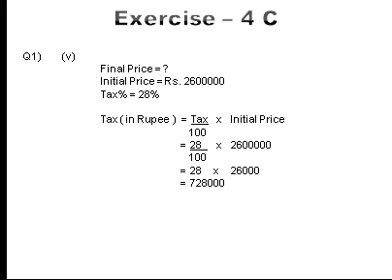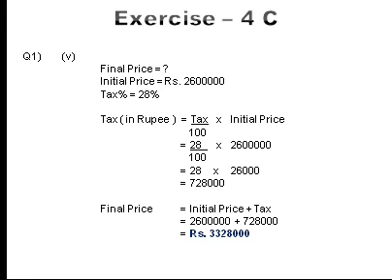So what we are going to do, we are going to use the formula to calculate tax in rupees first. So we are going to use the formula tax upon 100 into initial price. Once we substitute the values, the value for tax in rupees is calculated. Now calculating the final price using the formula initial price plus tax. Tax we have already calculated in rupees. So we are going to add the given initial price with the tax calculated and we get the final answer. So this is how you have to do all the parts of this question number 1.